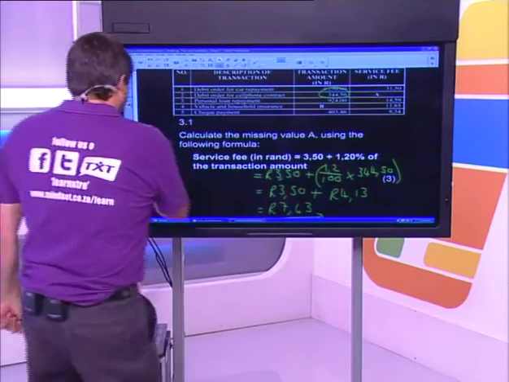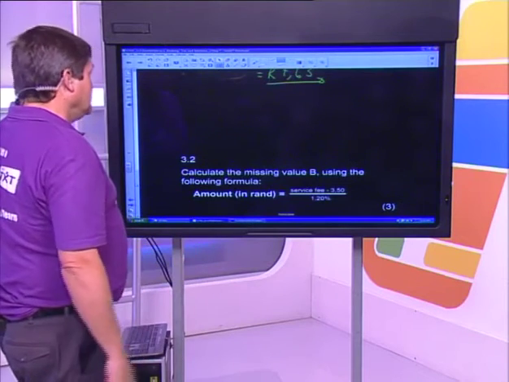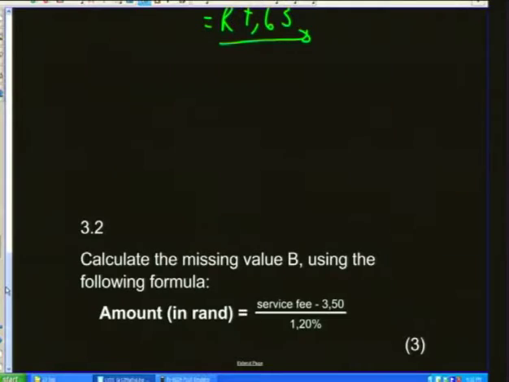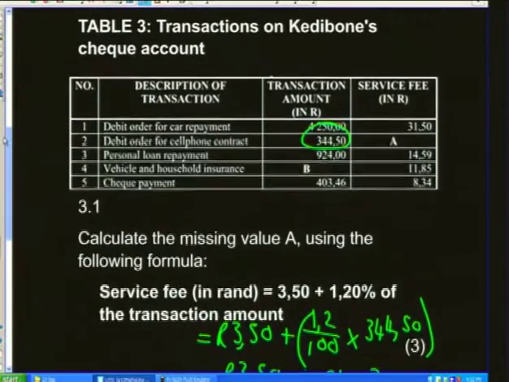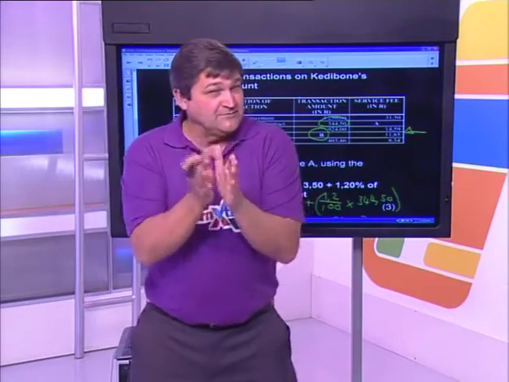Okay, next one. Calculate the missing value B using the following formula. Right, so here's the missing value B. Now what happens is we're telling you what the service fee is. We're telling you, hey, you're paying 11 Rand 85 to the bank for doing some transaction. How much was that transaction worth? Now, this examiner was extremely nice to you because they gave you a formula to do this. They didn't have to. You could have had to try and work it out in your head.